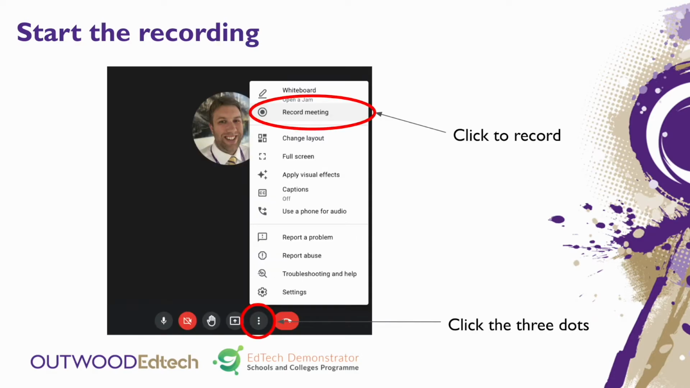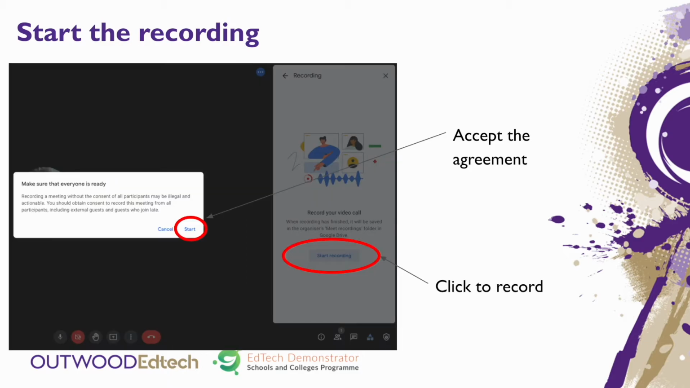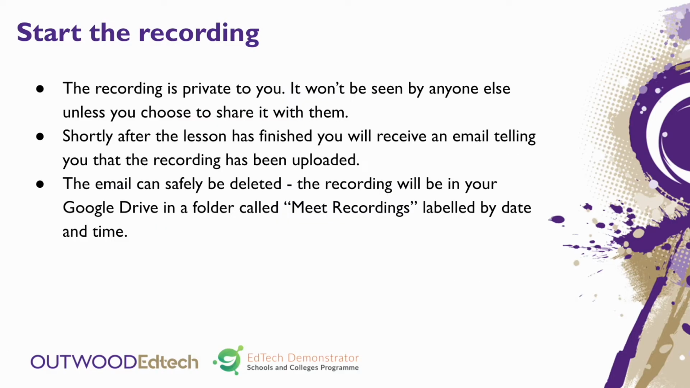Meeting should be recorded. In order to do this, click on the three dots at the side of the End Call button and click Record Meeting. So click on Start Recording, and then you are accepting the agreement by clicking Start. At this point, the meeting will now be recorded. The recording is private to you. It won't be seen by anyone else unless you choose to share it with them.